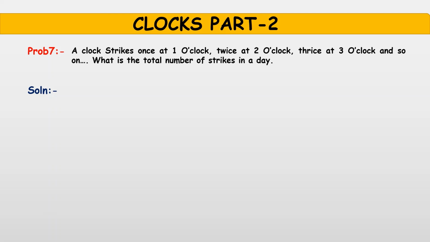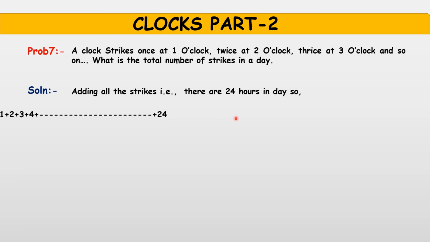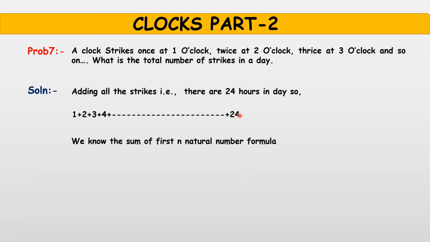In the wall clock at 1 a.m. the pendulum strikes one time, at 2 o'clock it strikes two times, at 3 o'clock three times. They are asking, what is the total number of strikes in a day? In a day we have 24 hours. So at 1 o'clock it strikes one time, at 2 o'clock 2, at 3 o'clock 3, at 4 o'clock 4, and so on. We have 24 hours in a day.